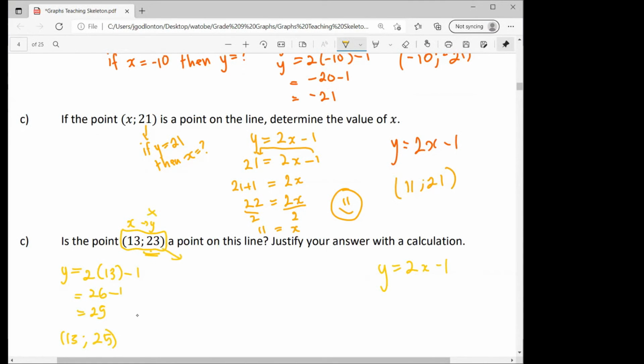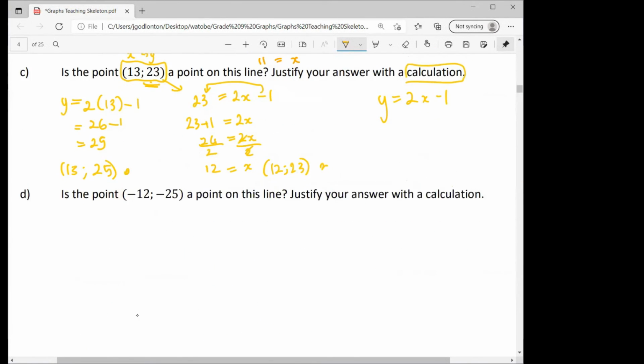Now, my other question to those of you who are finding this a little bit easier is, what would that x value be if I did want a y value of 23? So let's have a look. My y value is 23. That's equal to 2x minus 1. I'm going to move that 1 over. So 23 plus 1 is equal to 2x. So 24 equals 2x. Divide both sides by 2, which means x would be 12. So it would be 12 and 23. Those would be the coordinates on this line. And when it says justify your answer with a calculation, it just means show me the working that shows that out.